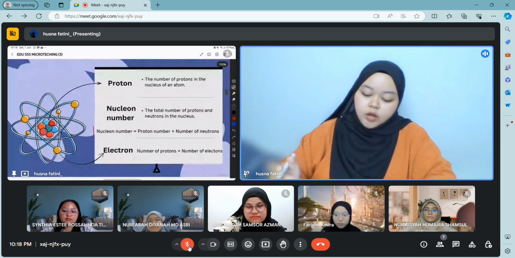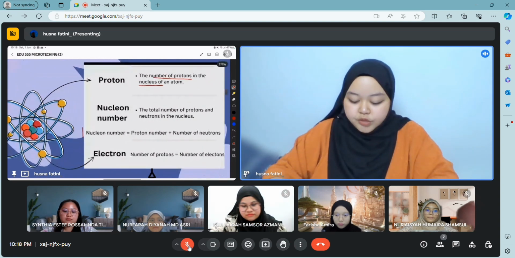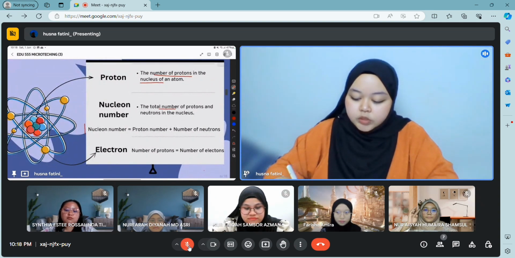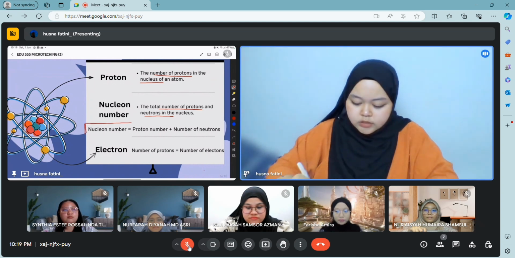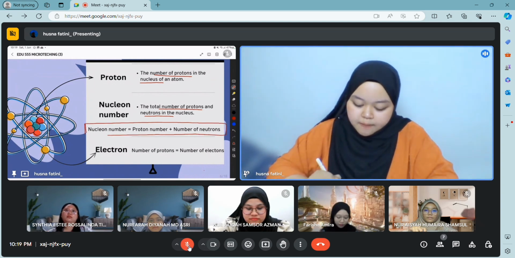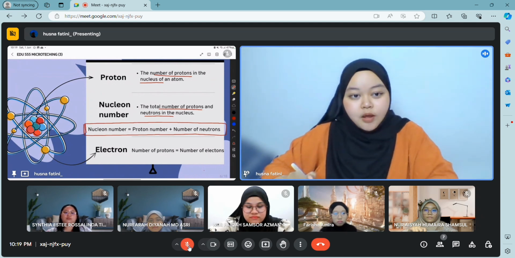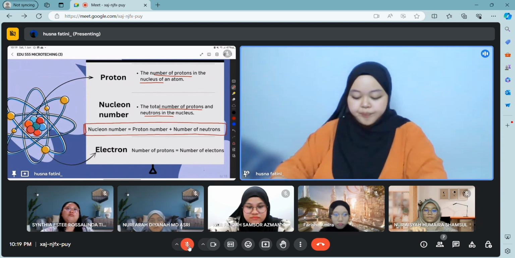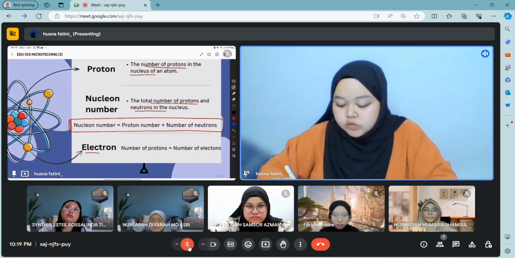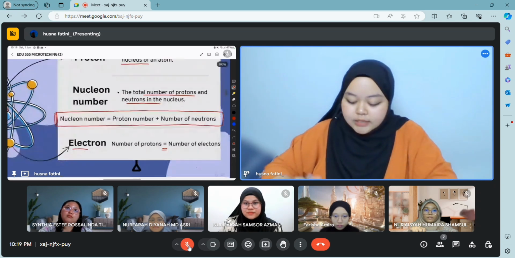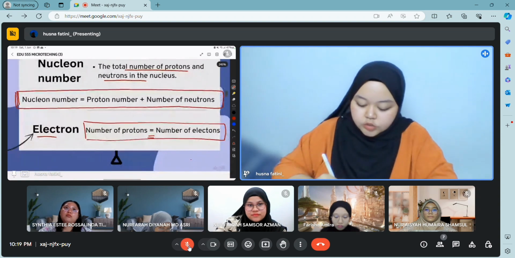So the proton number is the number of protons in the nucleus of an atom. Meanwhile, the nucleon number is the total number of protons and neutrons in the nucleus, which is the formula that you need to remember: nucleon number equals the number of protons plus the number of neutrons. Meanwhile, for the electron, the number of protons is equal to the number of electrons. This is only applicable when an atom is in a neutral state only.